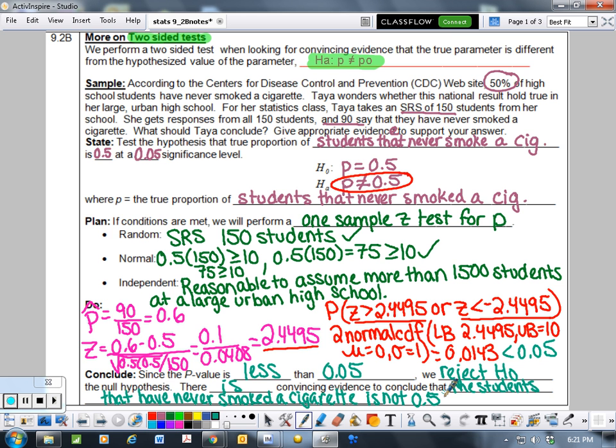The proportion, the proportion. So the proportion of students that have never smoked a cigarette is not 0.5, because that's what our alternative hypothesis was stating.